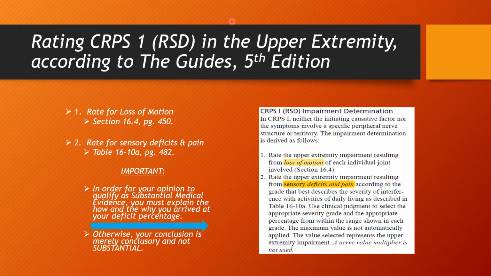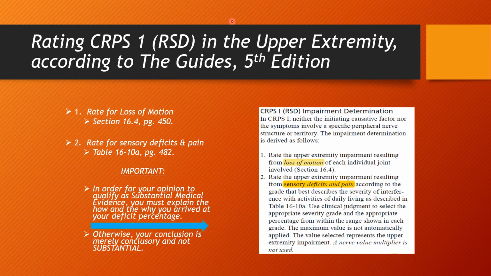Now, this happens a number of times in the book, especially when we're using impairment ratings in the DRE categories. You'll have a deficit percentage that you need to determine for that individual. For instance, in this grade 2, you have 61 to 80%. It's not either 61 or 80. It can be somewhere in between.